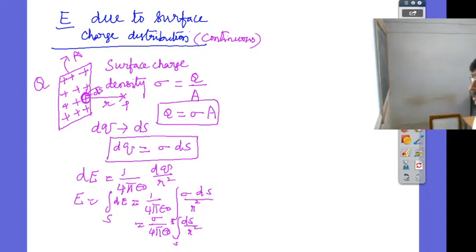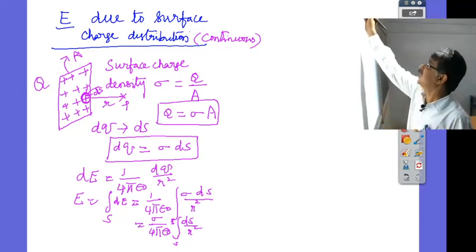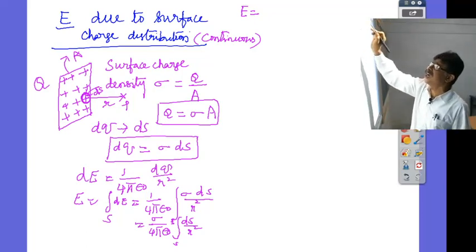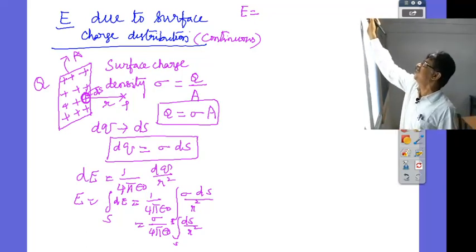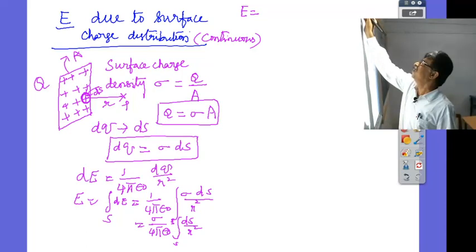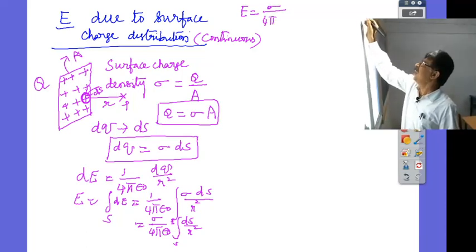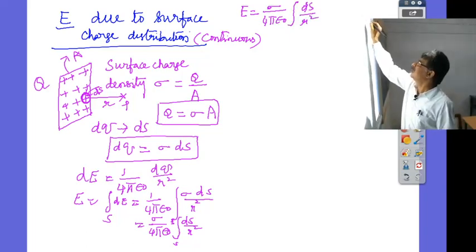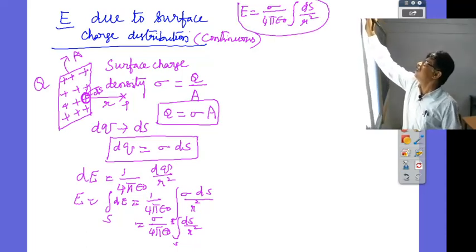Clear? So finally what expression did you get here? You got the expression for the electric field intensity because of a continuous surface charge distribution: E is equal to sigma by 4 pi epsilon naught integral dS by r square. Okay, try to remember this.